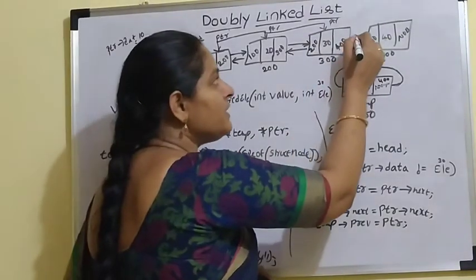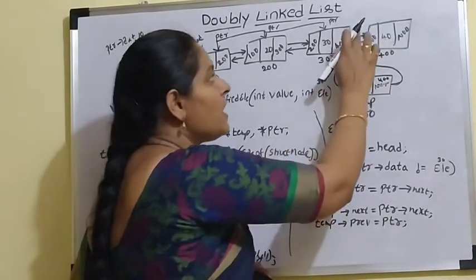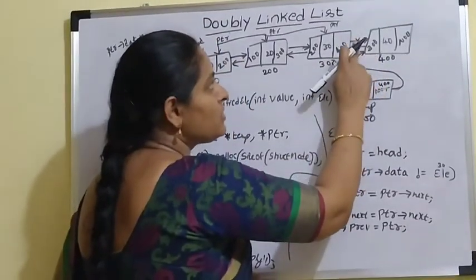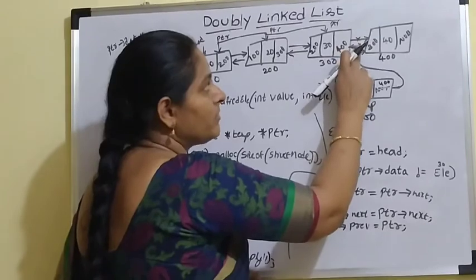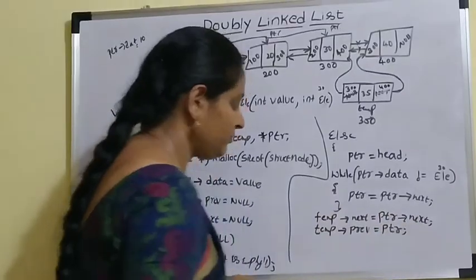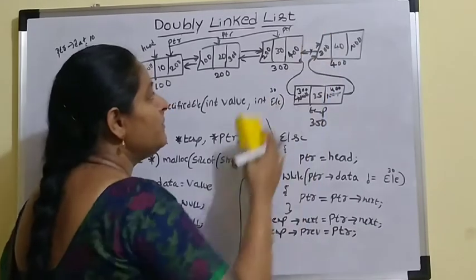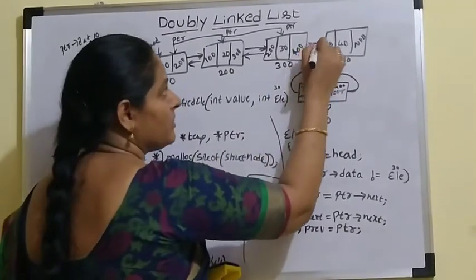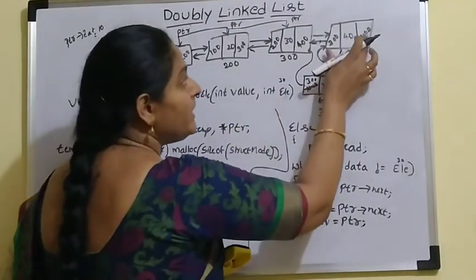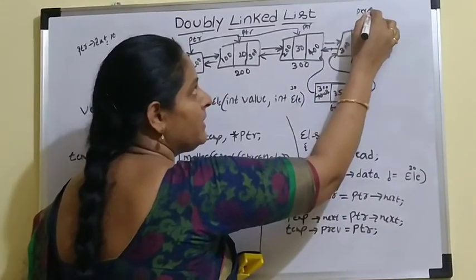Next we need to disconnect these two links and connect them to the temp. So how do we disconnect these two links? First we need to disconnect this one. After that we need to disconnect this link. For that, this is the PTR and this is the PTR next.